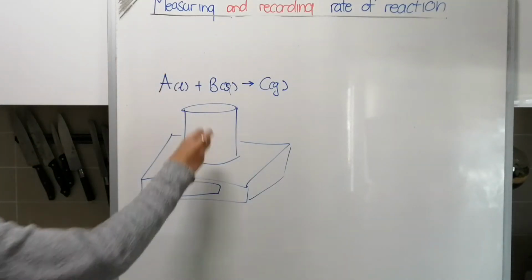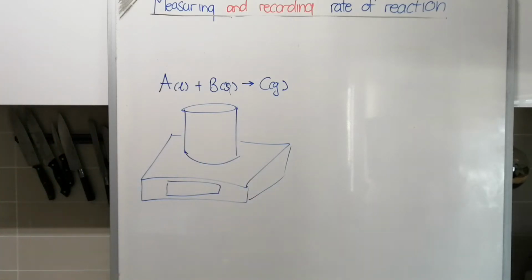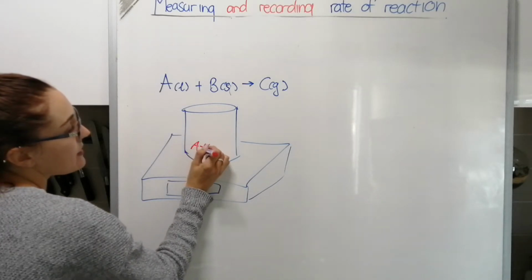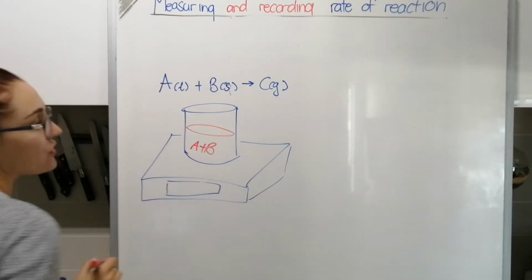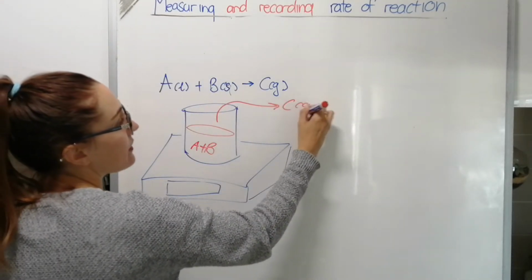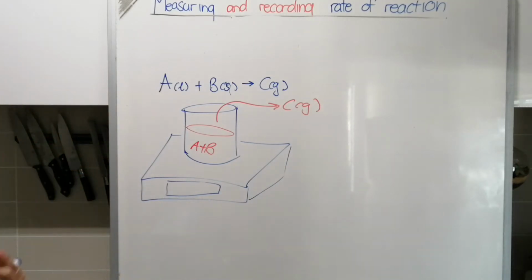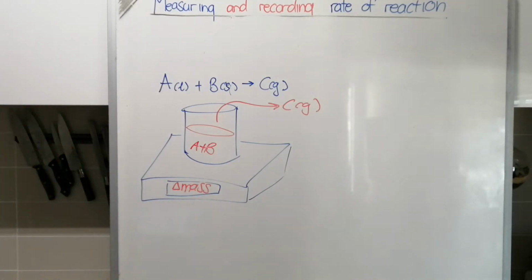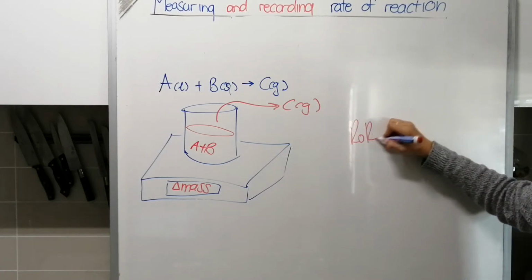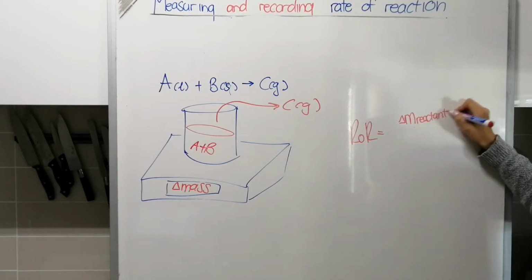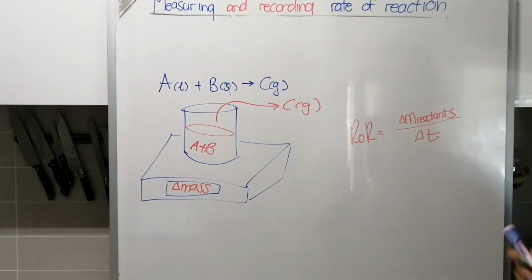So for example, if we put our reaction vessel, whatever it is, a beaker, flask, or vial, on a scale, and we put our reactants in, we allow our reaction to take place within an open system so that our gas C can escape, can be released into the environment, and we then measure as the mass changes. Then we can use that information to calculate the rate of reaction. So for this, we would say rate of reaction is equal to the change in mass of the reactants over change in time.